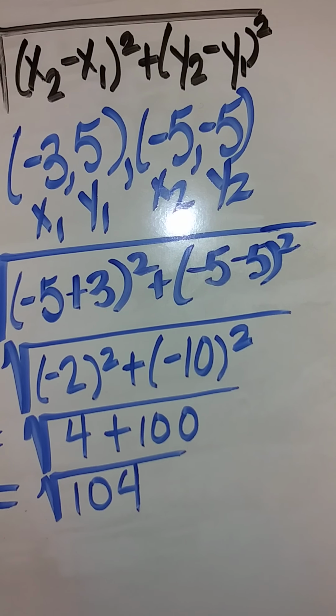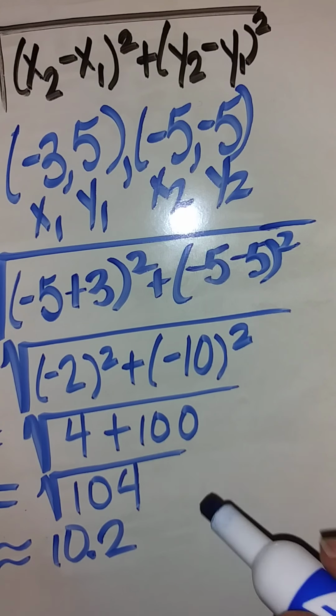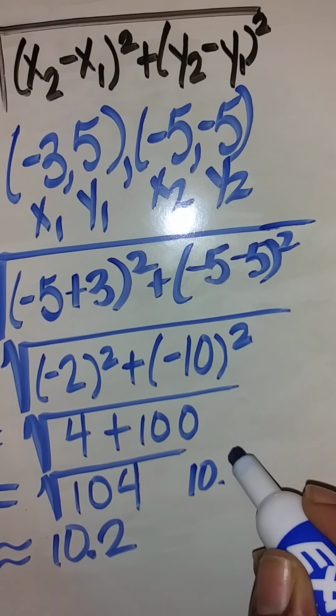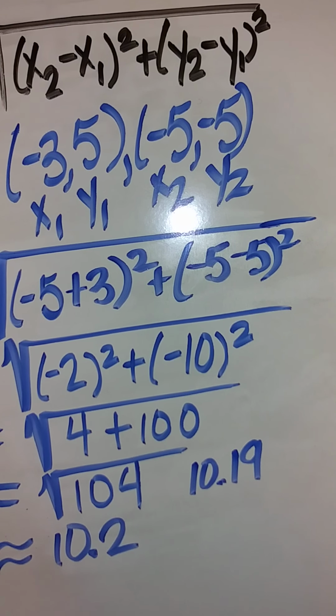10.1983803903. But they said round to the nearest tenth place. So that's 1 decimal place. Right here, it says 10.19. So we know that if the second number is 5 or greater, we want to round that number up 1. So my answer is approximately equal to 10.2. Because originally we had 10.19, so we know to round to make that number 1 become 2.